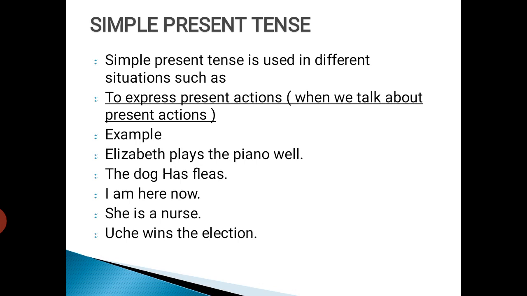The simple present tense is used in different situations, such as 1. To express present actions. When we talk about present actions, for example, Elizabeth plays the piano well. The dog has fleas. I am here now. She is a nurse. Uche wins the election.